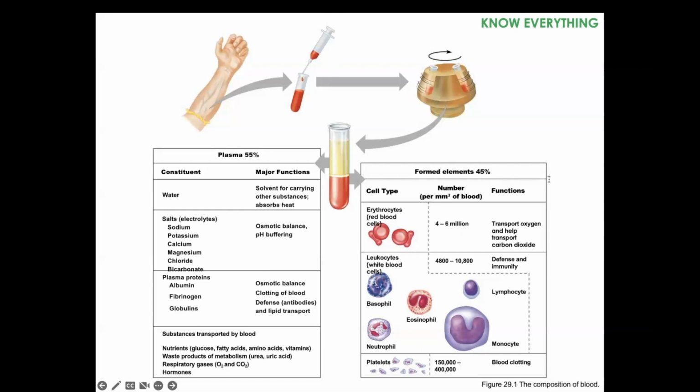The other 45% of blood volume is our formed elements. The formed elements are mainly erythrocytes or red blood cells and are what we use to transport oxygen and carbon dioxide. The next major portion of the formed elements are 5 types of leukocytes or white blood cells. White blood cells are the cells that make up the bulk of our immune system. And then lastly, in the formed elements, we have platelets, which are important for blood clotting.